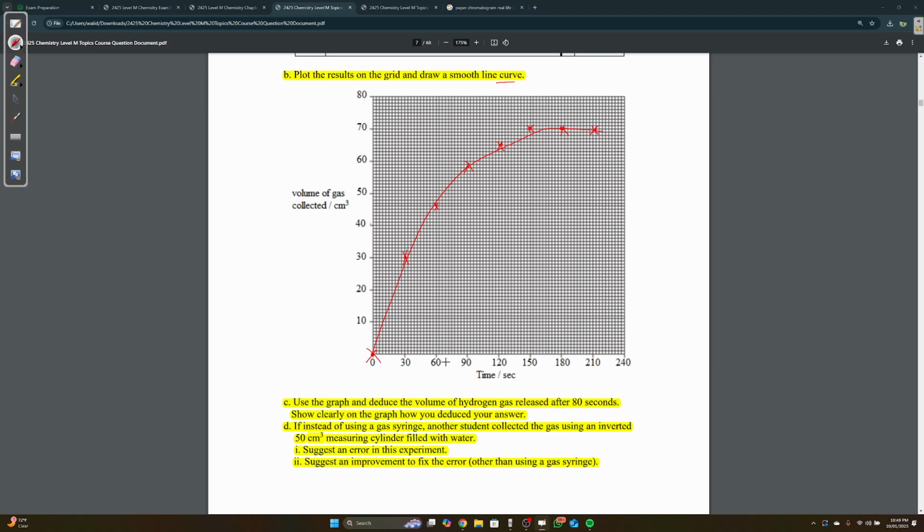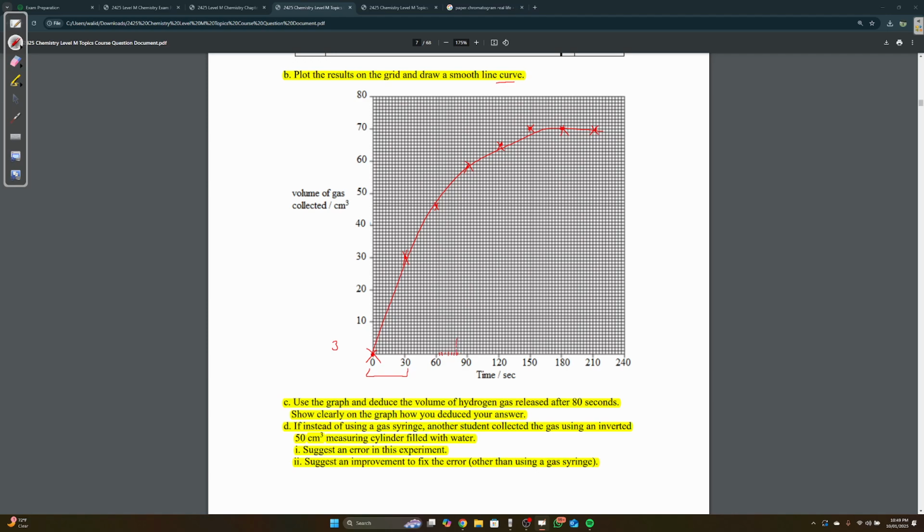Use the graph and deduce the volume released after 80 seconds. So you go up to the 80 here. Let's find the graduation. 30, and there's 10 spaces in between, so that means each space is 3 seconds. And we want 80 seconds. So 60, 63, 66, 69, 72, 75, 78, 81. So 80 is over here.